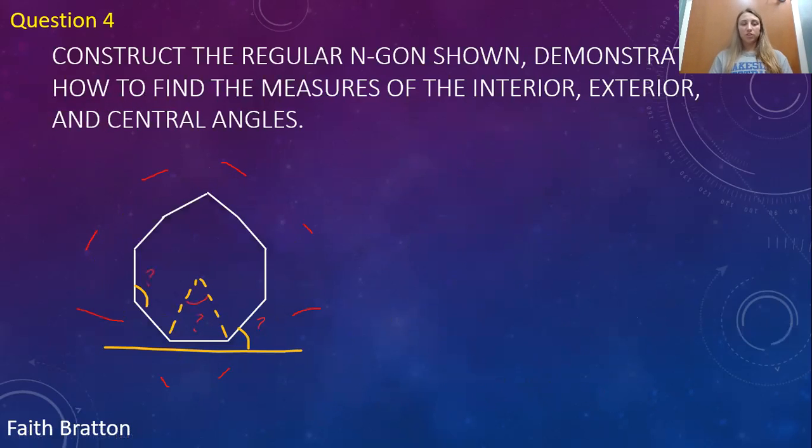Okay, now we're going to construct the regular n-gon shown to the right for question 4. Demonstrate how to find the measures of the interior, exterior, and central angles. In a regular n-gon, each interior angle has a measure of (n minus 2) times 180 divided by n. Each exterior angle has a measure of 360 degrees divided by n, and each central angle has a measure of 360 degrees divided by n. First, determine the value of n.